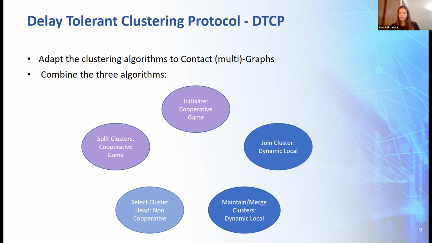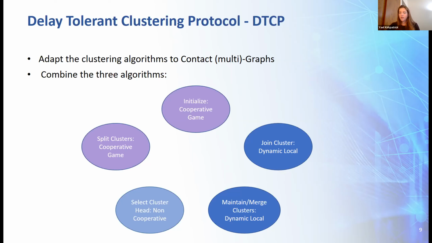We can also use this cooperative approach that needs global information when we're splitting clusters. So if a cluster becomes too big and we want to split it up into smaller clusters, we can use this same approach. But during regular maintenance of the network, when a different node joins or nodes move around, we can just use this dynamic local approach, which only uses a few parameters about the clusters to have nodes move around clusters and join different ones.